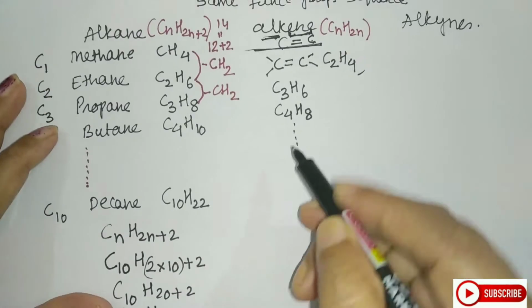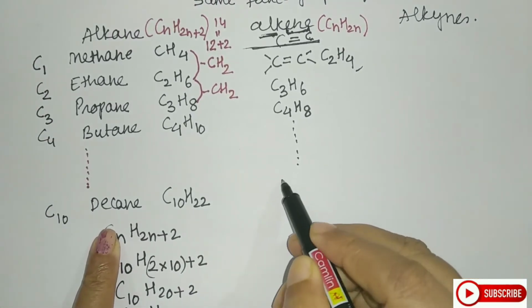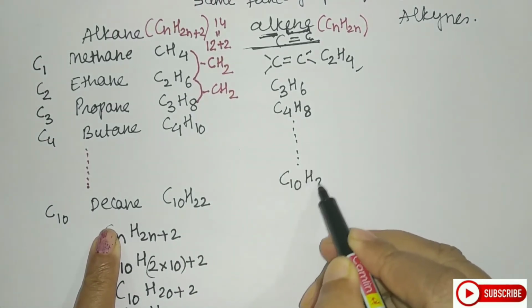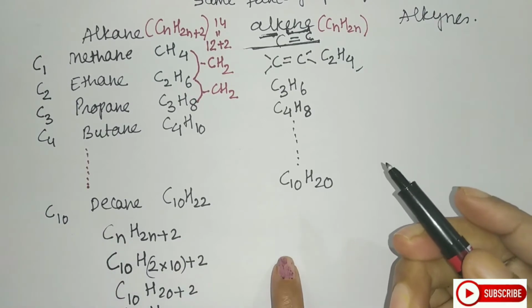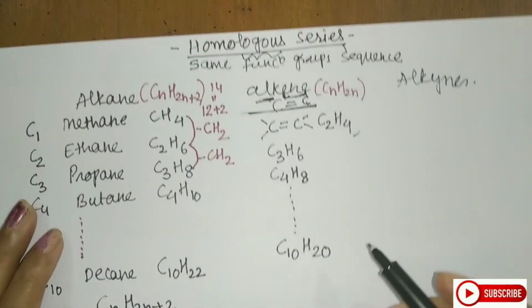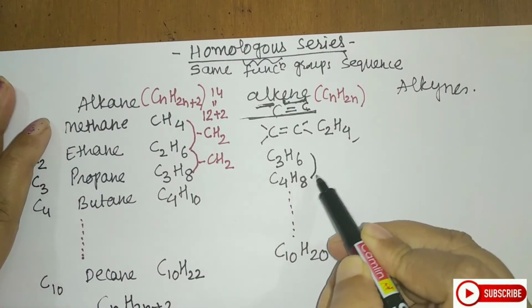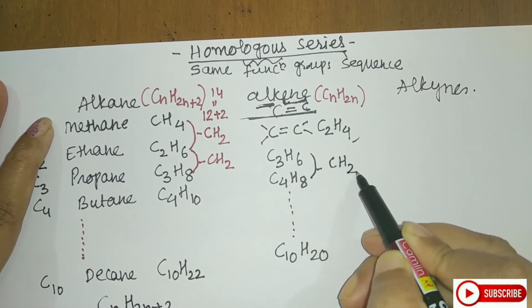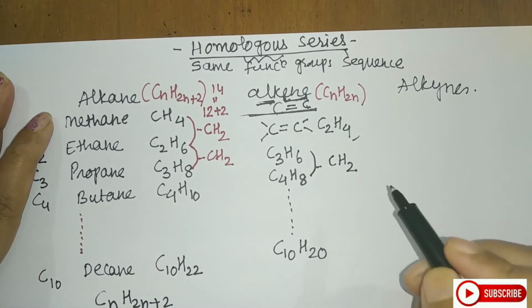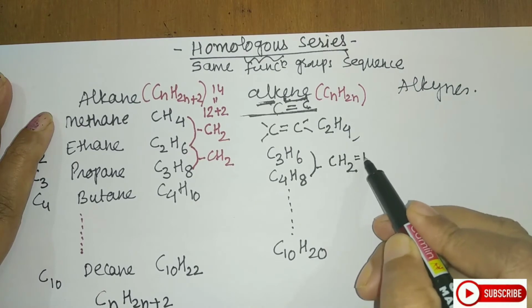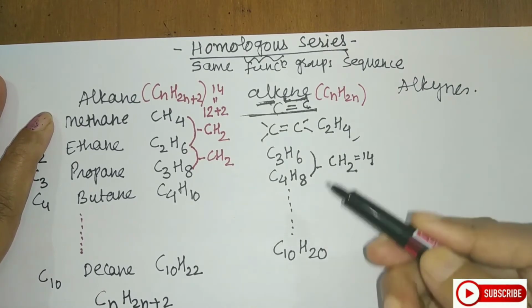So similarly, let us move on again to a C10 compound. So what will it be, students? C10 and H20. Same way you can do the calculation. This is decene. So if you see again here, the difference is of 1 carbon and 2 hydrogen atoms. Similarly, the mass will differ by 14 units. So they are homologues to each other.